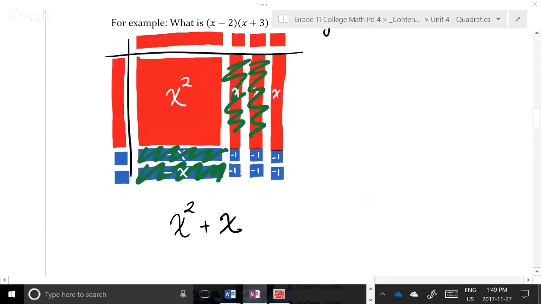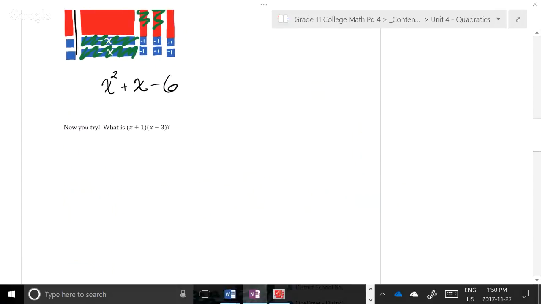And what do we have here? Negative 1, negative 2, negative 3. Very good. Minus 6. Good. Does that make sense? All right, try the next one.